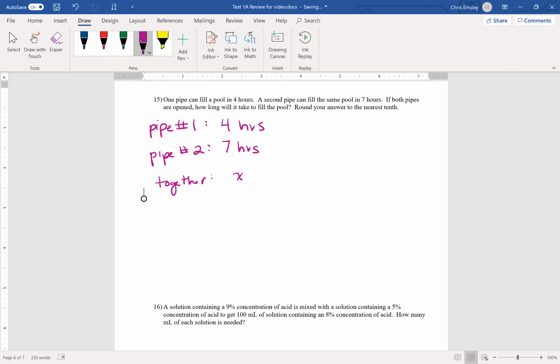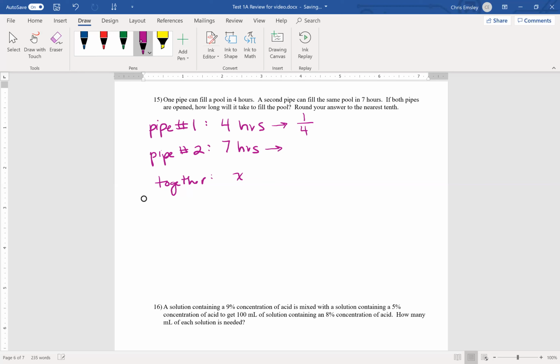So the trick to a problem like this is we don't want to know how long it takes to do the job. We want to know how much of the job they can do in 1 unit of time. Okay, in this case, it's in 1 hour. Okay. So if pipe number 1 fills the whole pool in 4 hours, that means in 1 hour, it can fill 1/4 of the pool. If pipe number 2 can fill the entire pool in 7 hours, in 1 hour, it would fill 1/7 of the pool.